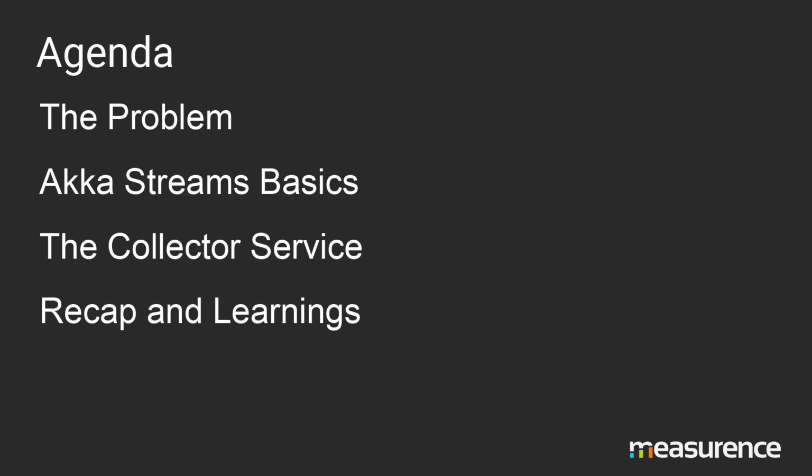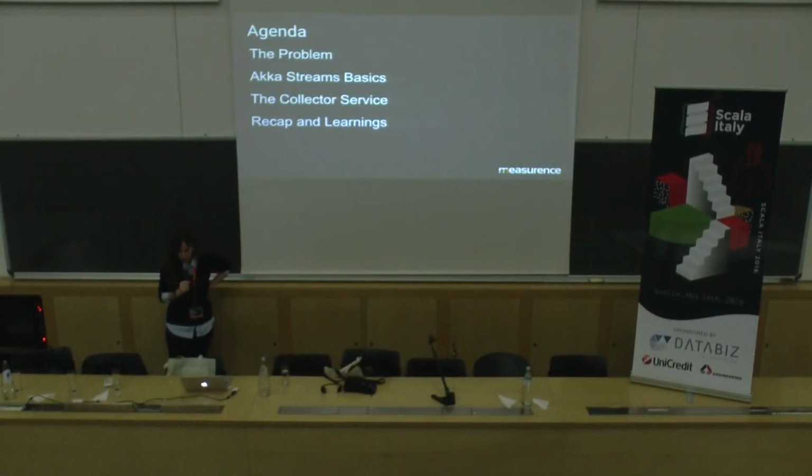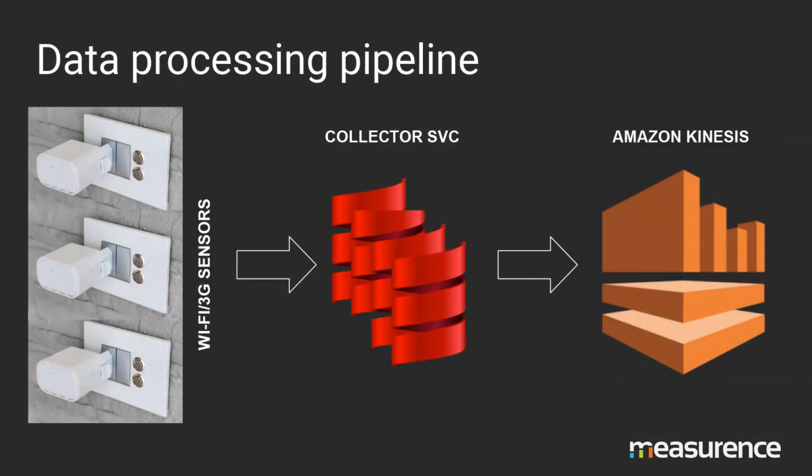So in order to understand the problem, we have to first take a look at our data ingestion and processing pipeline, which is the very first implementation of our system. So how our system ingests the data coming from the sensors. This is an overview of our data ingestion and processing pipeline.